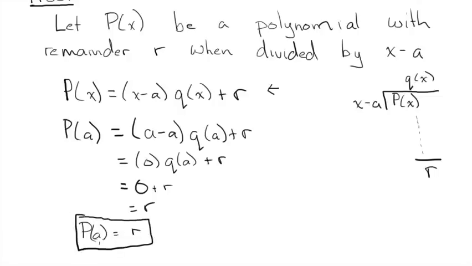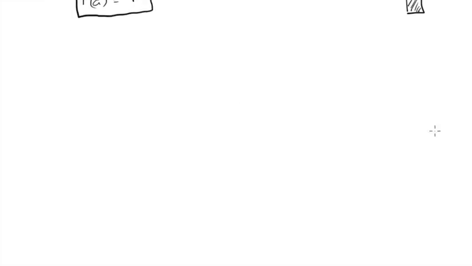That the remainder was equal to the function evaluated at a, which means we have proved our theorem that p at a must be equal to r. Okay, so that's the remainder theorem proved. Let's just see how this would help us out. Let's say we wanted to find the remainder of a polynomial divided by something else.